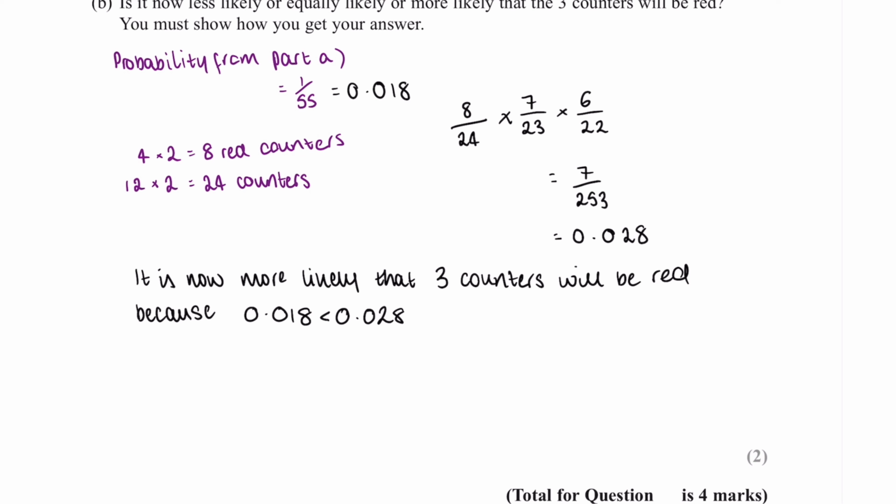Now this question's worth 2 marks. We'll get our first mark for choosing a larger value for the number of counters in the bag. And we'll get our second mark for our summary statement, in which we stated that we are now more likely to have 3 counters that are red.